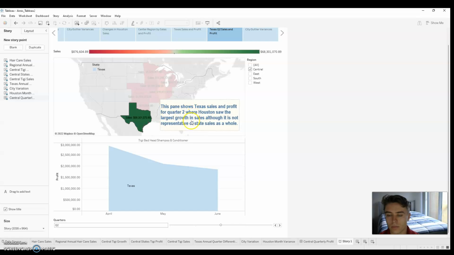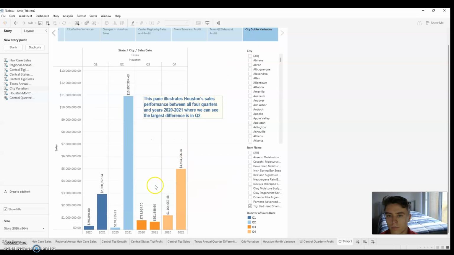And although the state itself has experienced decline within Q2 of sales for Tiggy bedhead, Houston experienced an exponential growth, which is not representative of the whole. And lastly, this is to just highlight the findings demonstrating that the sales and marketing strategies implemented by Tiggy business owners should be utilized nationwide in order to increase profit realization.